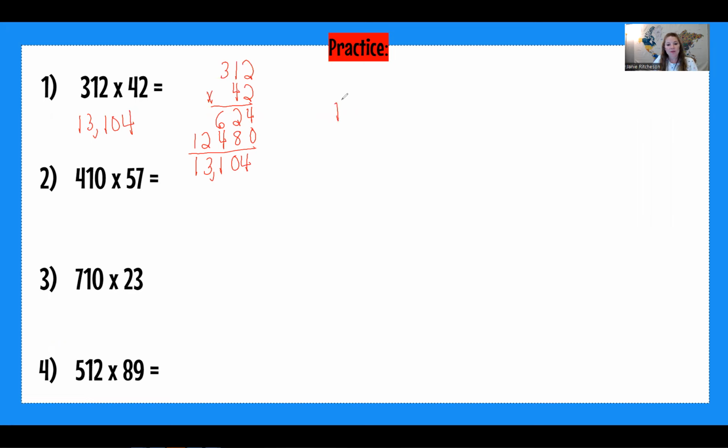All right, number 2. So 410 times 57. All right, 7 times 0 is 0. 7 times 1 is 7. 7 times 4 is 28. We're going to add a 0 to get to the 5. 5 times 0 is 0. 5 times 1 is 5. And 5 times 4 is 20.